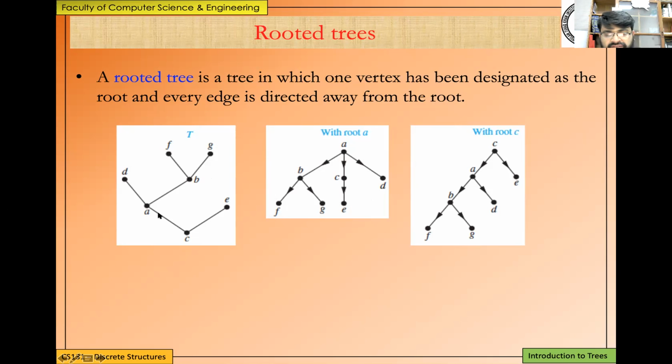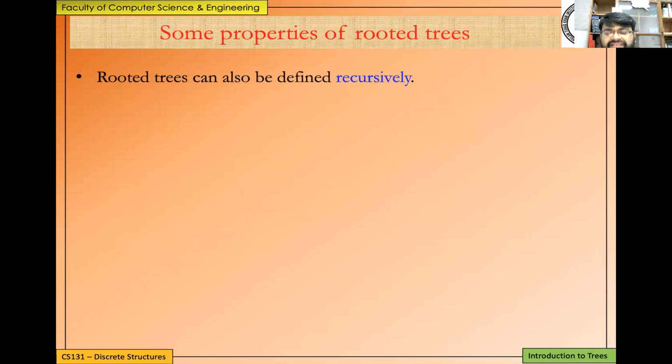And what we observe is that a rooted tree is basically a tree in which one vertex, which can be selected or given, has been designated as the root, and every other edge is directed away from the root. So the direction of each edge is away from the root. From an undirected graph, we're getting a directed graph by rooting it. And in this particular rooting, the direction of every edge is basically away from the root. So let's think about some properties of rooted trees.